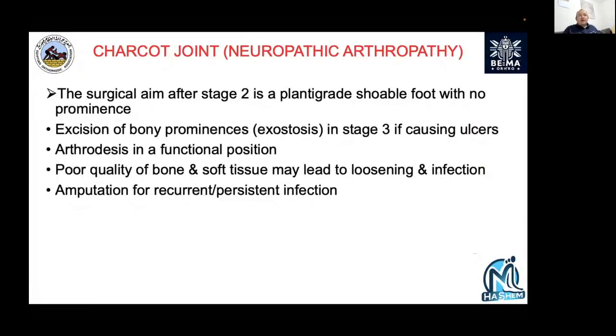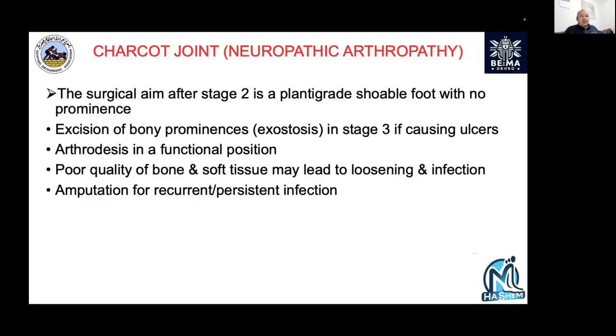If you pass from stage 2 up to stage 3 and 4, the foot is already deformed, so the option is to surgically correct it to a plantigrade, shoeable foot with no prominence. So excise any bony prominence or exostosis. If the foot is deformed, you need to correct the deformity. You can shorten the foot, remove any deformed joints, and arthrodese in a functional position. This foot will not be normal again, but we can make it plantigrade and shoeable without any pressure points, and this is the main important point.